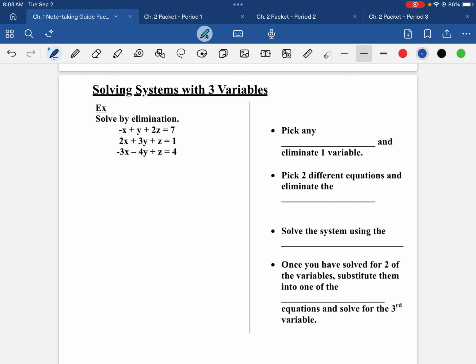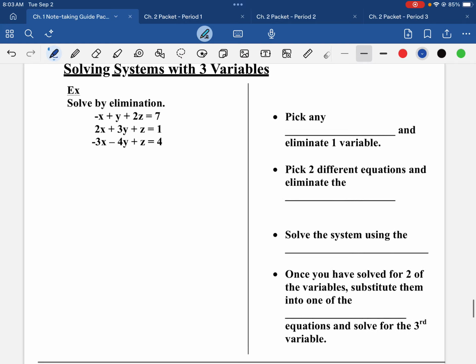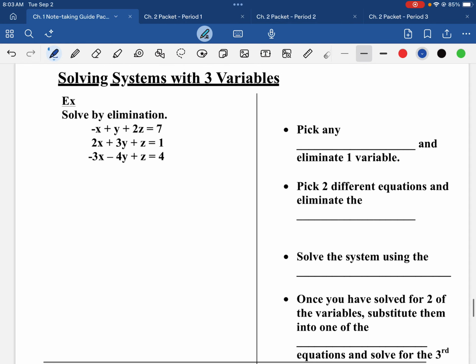The first thing I do, and this isn't a bullet point, is label all 3 equations. So I'm going to label these equations A, B, and C, just to keep track of things. Also, you want everything to be lined up like it is here: x's, y's, z's, equal signs, and constants. All 3 equations should be lined up in the same way.